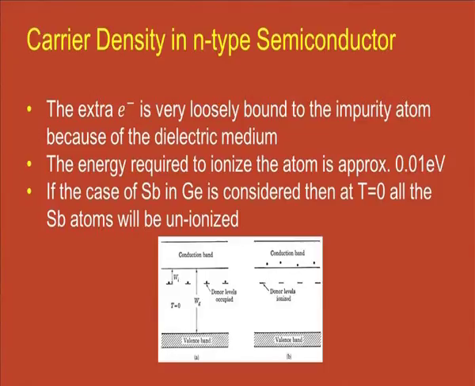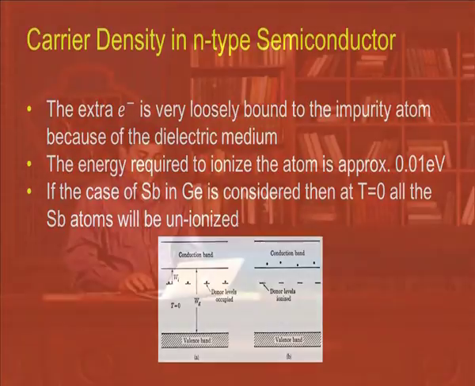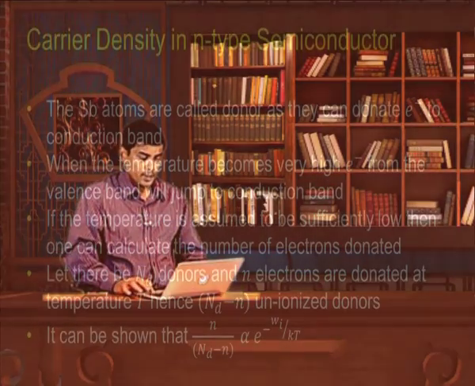In the case of antimony in germanium, if we consider this case at absolute 0, then all antimony atoms will be unionized, and the electron of unionized impurity will reside in an energy level which is very close to the conduction band energy level of germanium. And when temperature increases, some electrons absorb appropriate energy from lattice vibration. Hence, they will get excited to the conduction band.